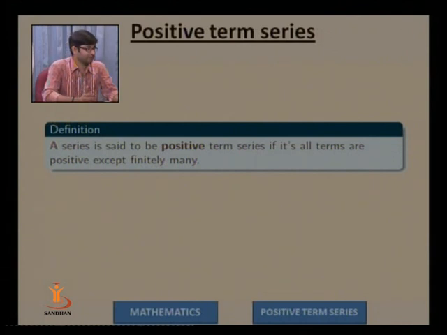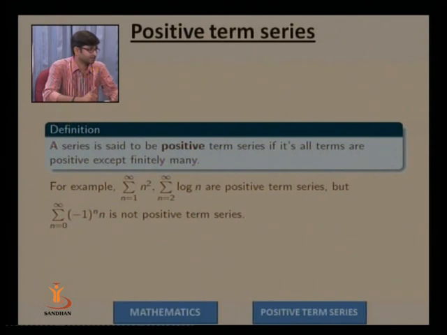Let us take a couple of examples, that is the summation n equals 1 to infinity of n squared. This series is a positive term series because we get all the terms as positive numbers. Summation n equals 2 to infinity of log n is again a positive term series because we get all the values greater than 0. But the summation n equals 1 to infinity of (-1)^n is not a positive term series because in that series we get alternating signs.